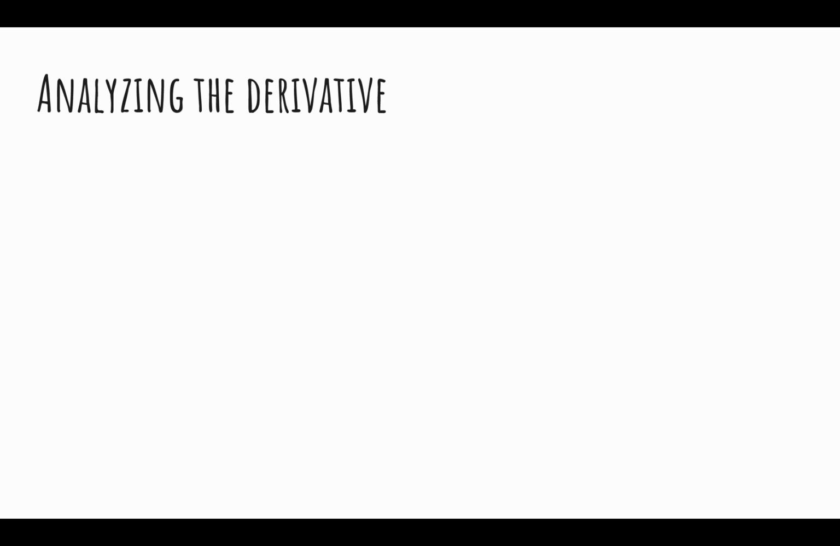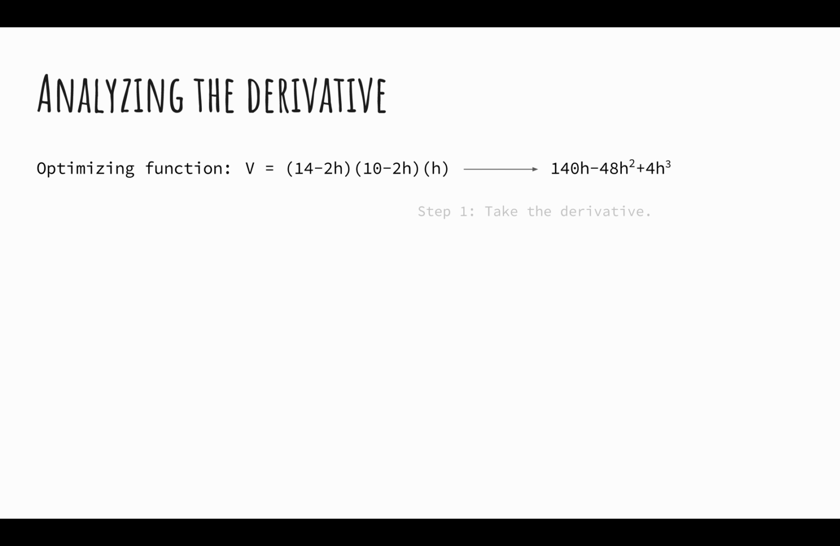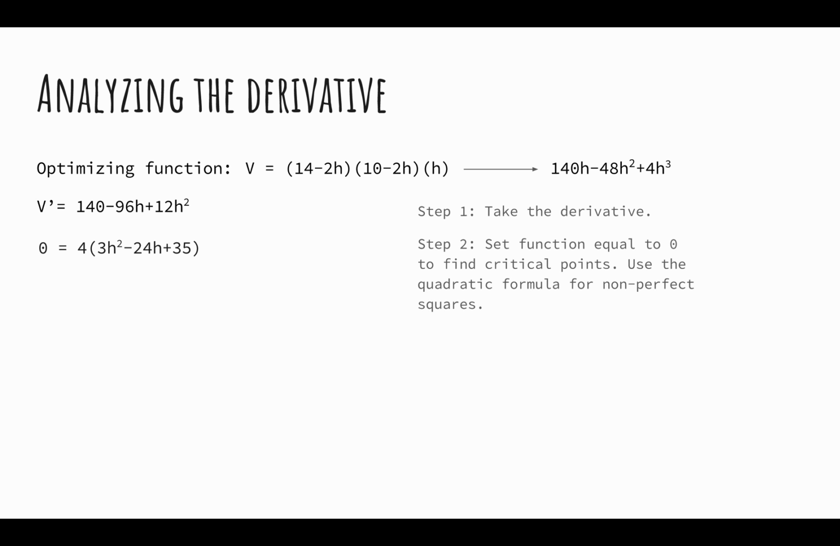As with all optimization problems, we want to take the derivative of our optimizing equation. We set it equal to 0 to solve for any critical points, which will give us the maxima of our area function. Because we have a non-perfect square, we're going to use the quadratic formula to find the zeros of this function.